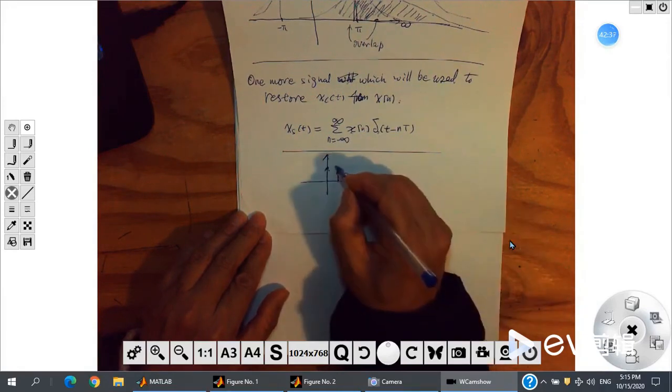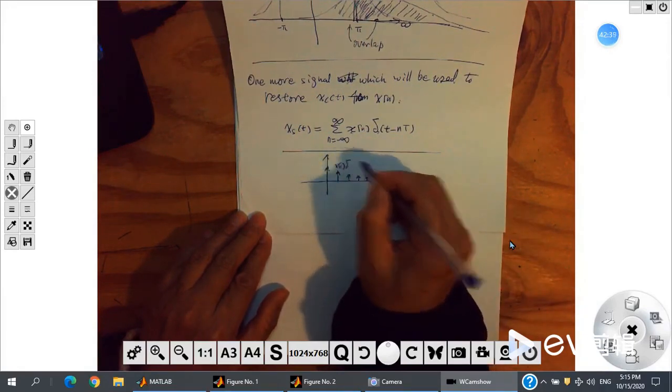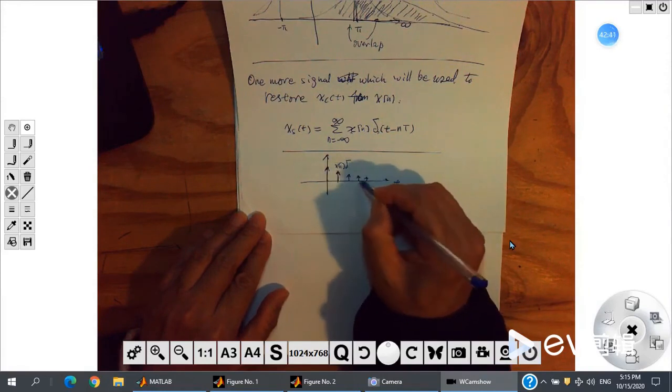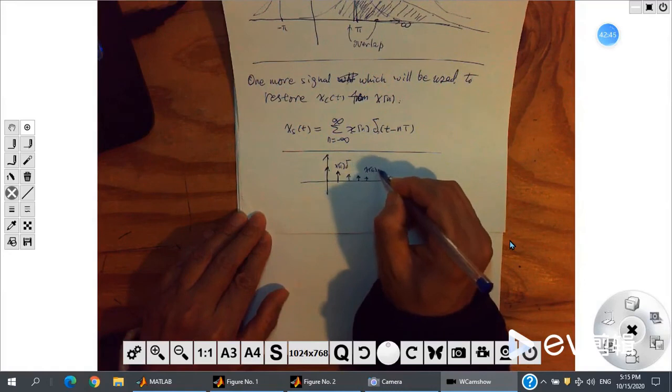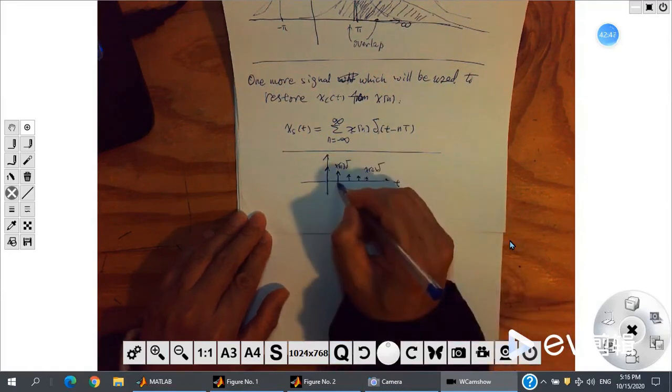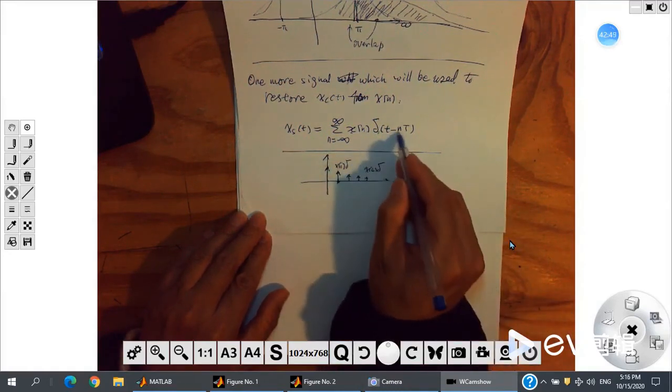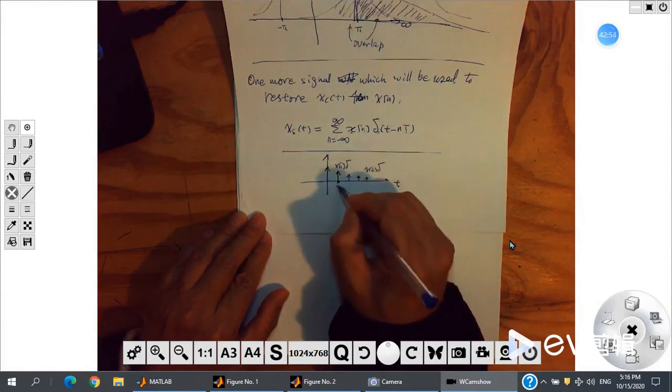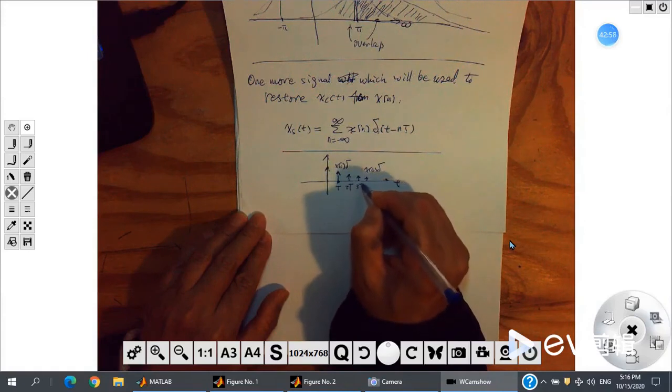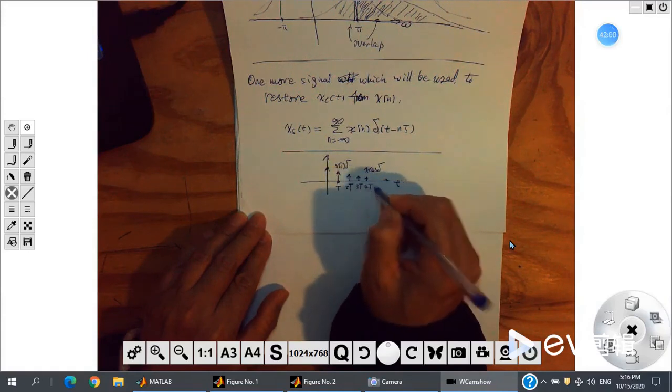So this is x[1] times delta, like this is x[1] times delta, 1, 2, 3, 4. This is x[4] times that delta, and here's the value. The pulses occur at time t, so here's the t, nT, 1T, 2T, 3T, 4T, things like that.